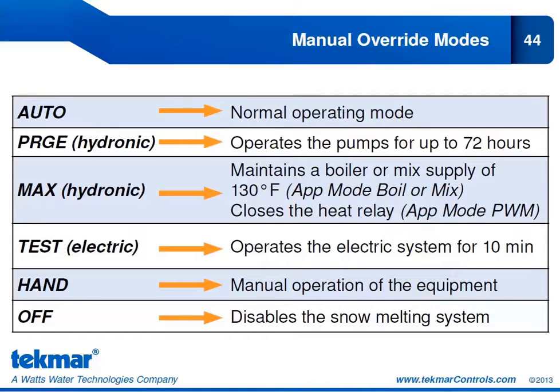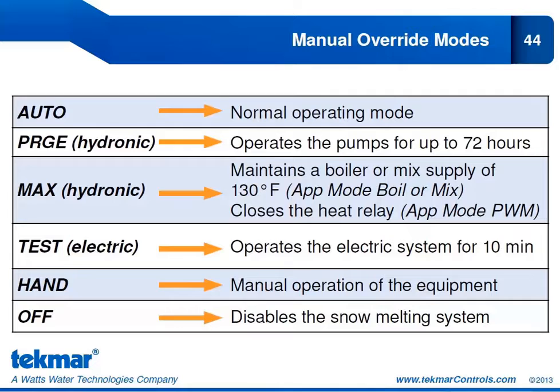So max is also configurable as far as time is concerned. The range is the same as purge. You can go from 10 minutes to 72 hours. Test is for electric systems, and you can operate your electric equipment for 10 minutes using the test manual override mode. We'll talk about hand some more on the following slide, but hand is a way to test individual pieces of equipment. And then the manual override off will disable your snow melting system. So you don't have to cut power to the control. You can just go into your override menu and set the mode to off.